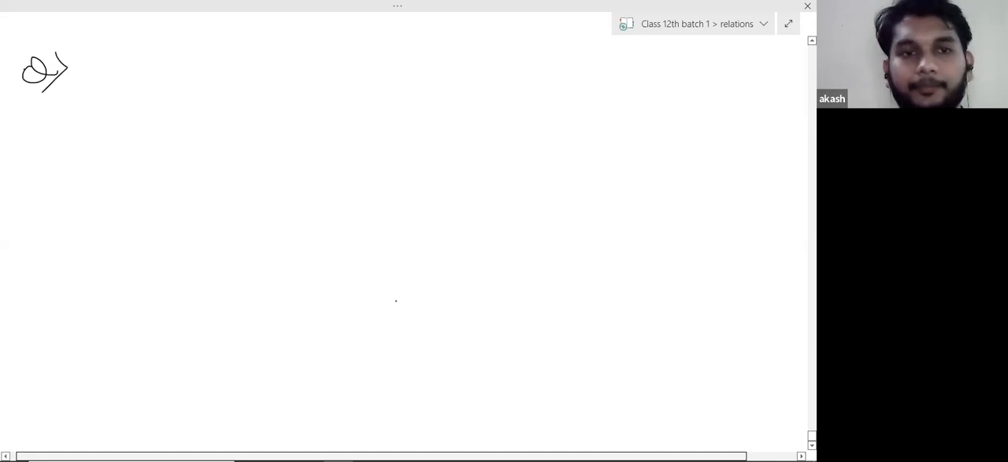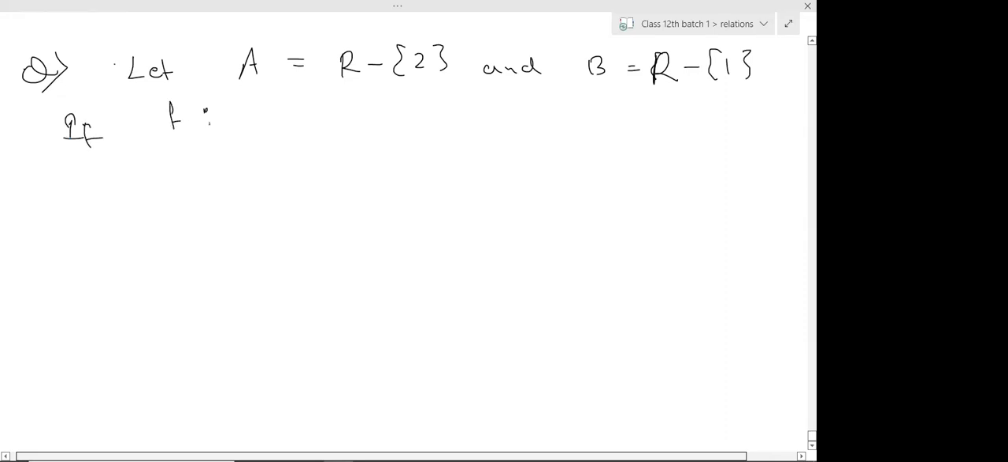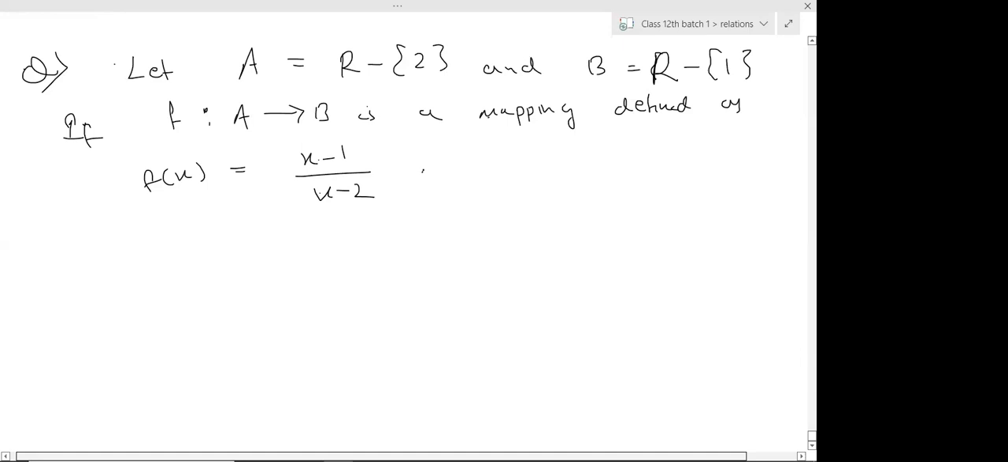All right, next question. Let A equal R minus 2 and B equal R minus 1. If f from A to B is a mapping defined as f of x equals x minus 1 upon x minus 2, show that f is bijective.